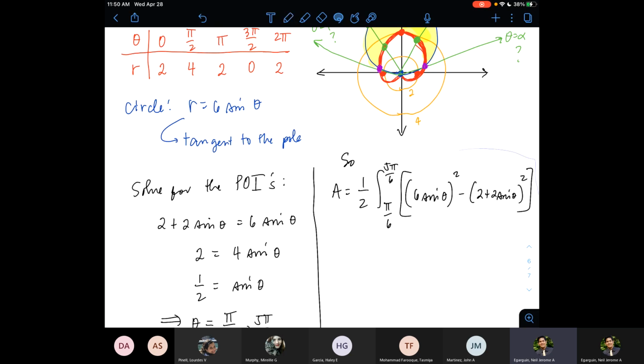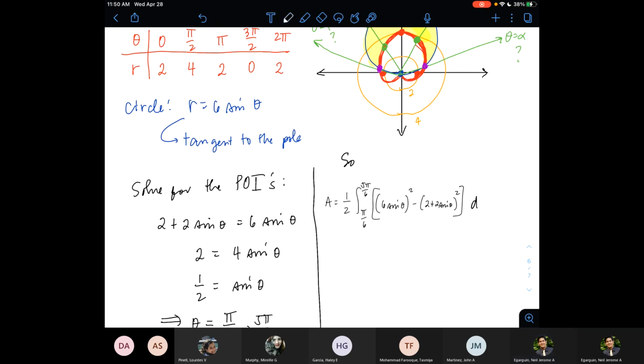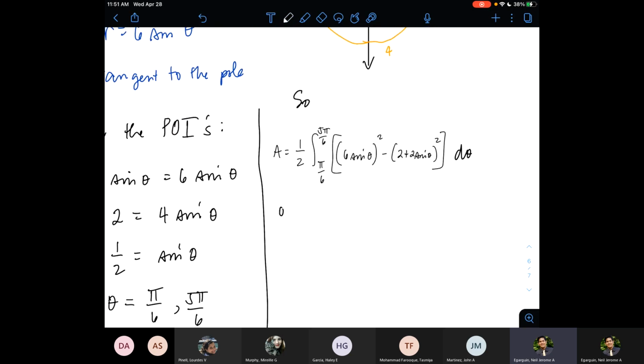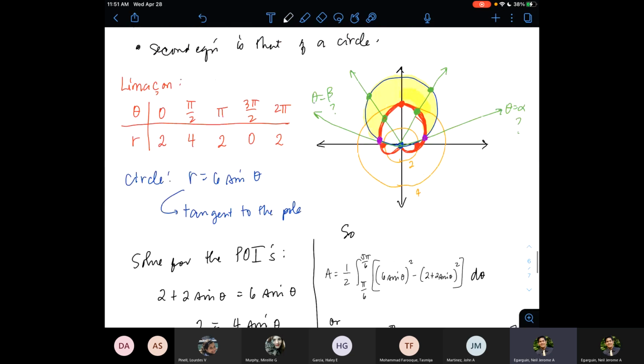Let me just move it here to make some room for my d theta. Okay, d theta, all right? Or you could take advantage of symmetry, or you can say this is twice the area from pi over 6 until pi over 2 of (6 sine theta) squared minus (2 plus 2 sine theta) squared d theta. Here I'm taking advantage of the fact that I know that the region will be symmetric with respect to theta equals pi over 2, right?